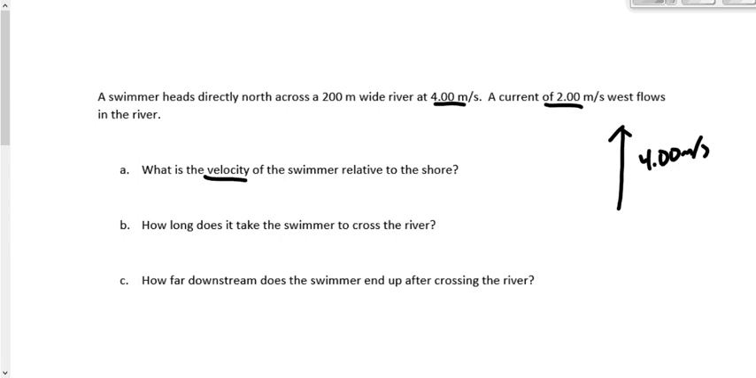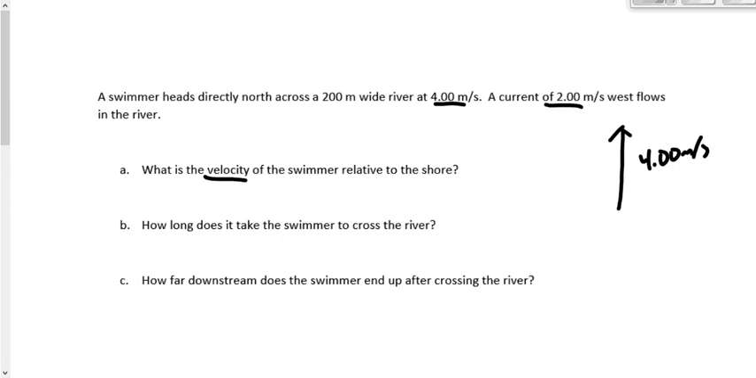Remember, solid line vectors are vectors that contribute to my actual motion, not the actual motion itself. I don't go directly north across this river, but I head directly north across this river, or I aim directly north. This is a solid line vector. This is contributing to whatever my actual motion is.